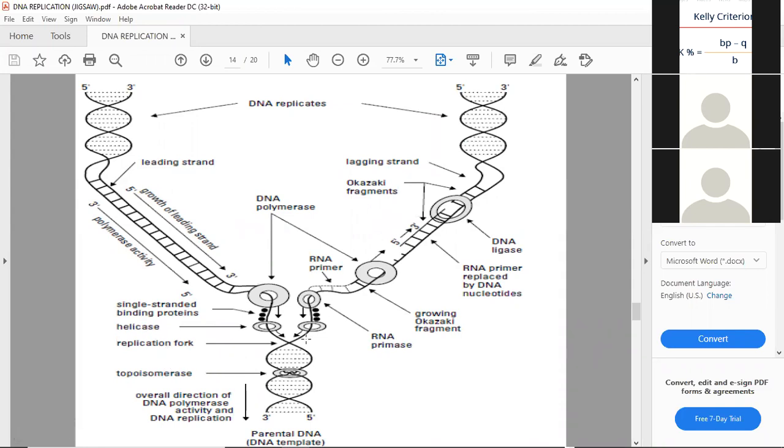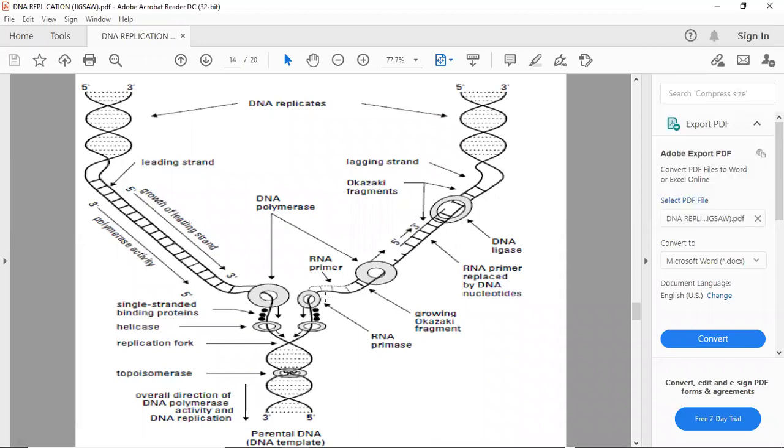Okay, so I've talked about the helicase, single-stranded proteins, then we have the topoisomerase. And then we have the RNA primase, which synthesizes RNA primer. So we have the leading strand needing only one RNA primer, and then we have the lagging strand, which will need multiple RNA primers. So the RNA primers are synthesized by the enzyme primase, in that direction. Okay.